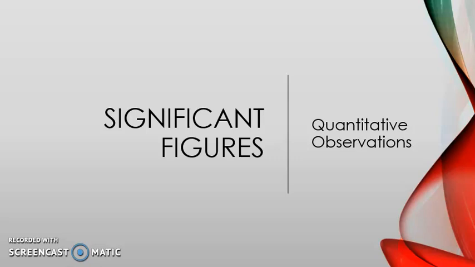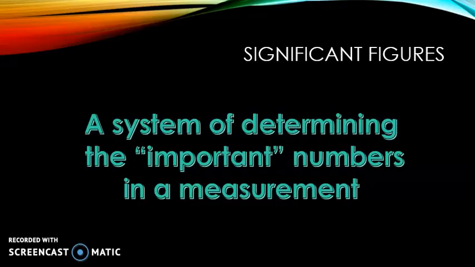The next topic that falls under the quantitative observations category is a topic known as significant figures. Now, that seems to be a pretty dramatic word for something that's actually pretty simple of a topic. So, what is a significant figure? Well, a significant figure is an important number inside of a measurement. Sometimes not all the numbers that we write down seem to be important.